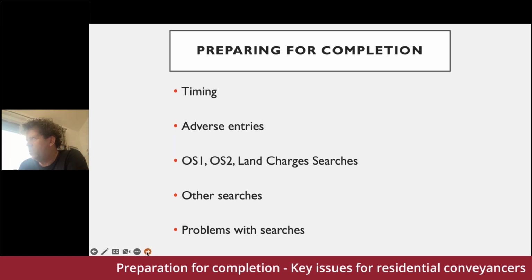What you've got to do is look at what the adverse entry relates to, and whether that adverse entry is capable of removal or challenge before completion or after completion. The important point with regard to searches, whether pre-exchange or pre-completion, is that you're getting search results in and that you're able to react to them and give the seller time to deal with them where appropriate.